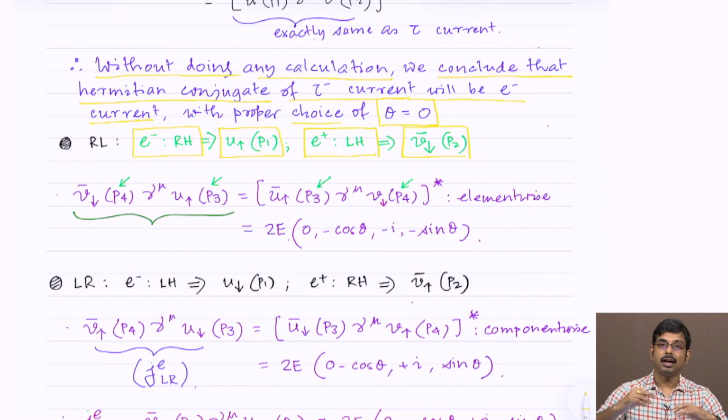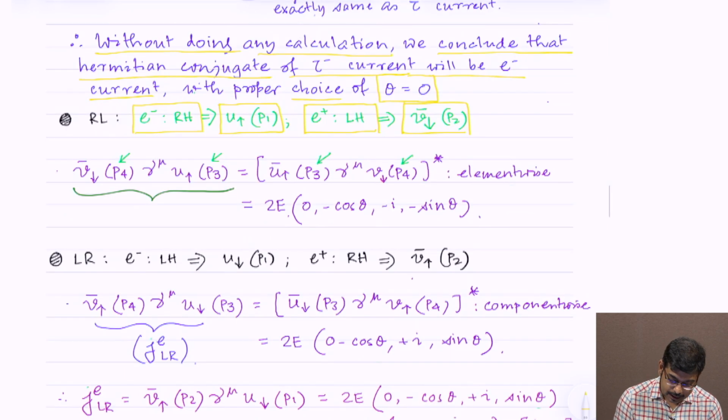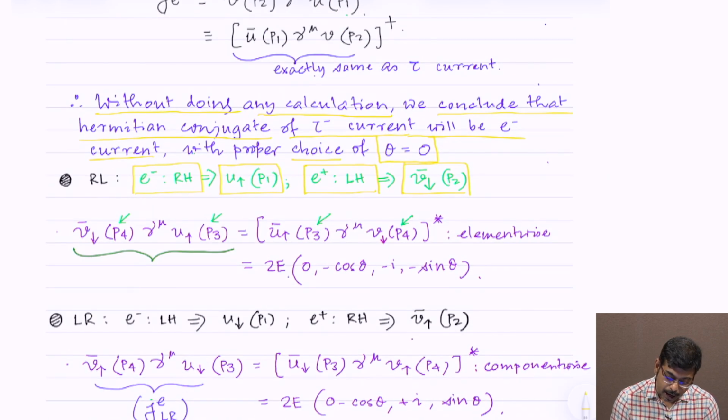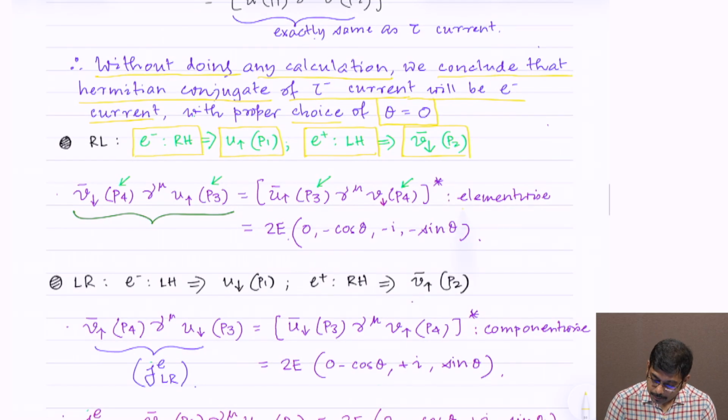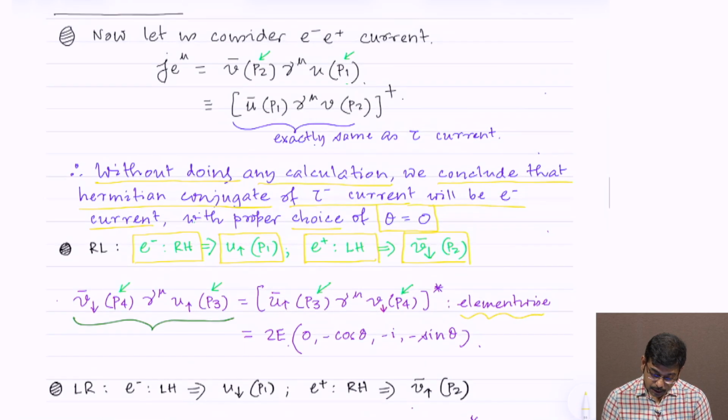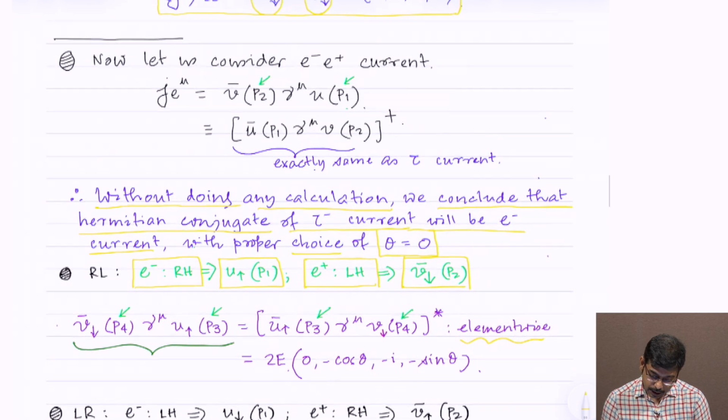take it from the tau current. So therefore I say that this is V bar P4. Let's find out V bar P4 gamma mu U up P3. That will be nothing but U bar up P3 gamma mu V down P4 star. So I have to take the complex conjugate element wise, and I am going to get this combination of V bar P4 gamma mu U up P3. And so therefore what will it be? So let's look into this thing.